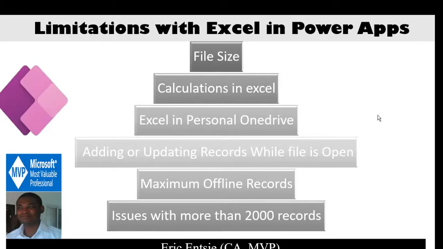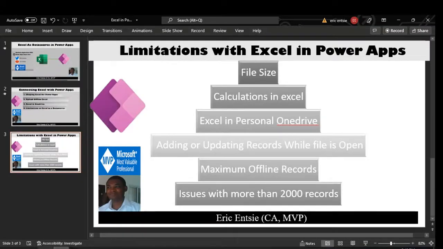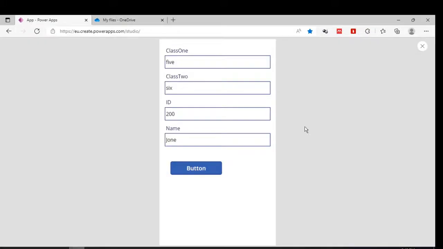Again, sometimes in dealing with Excel, if you have more than 2,000 records, you may face delegation issues, and as Excel grows, it becomes very sluggish in connecting with Power Apps. So these are some of the limitations.